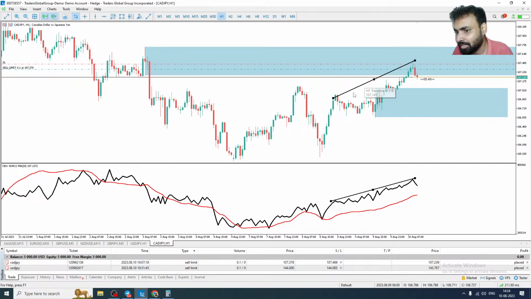Now, if you see the divergence, what do you mean by divergence? So, for example, here price is increasing, but here if you see volume decreasing, then you can think differently.